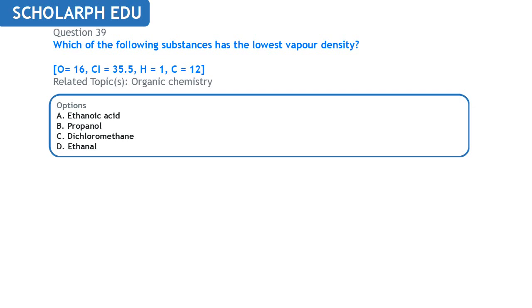Which of the following substances has the lowest vapor density? So what we are going to do is, for all of these compounds that we have here, we are going to calculate their molar mass. The one that has the lowest molar mass or molecular mass is going to have the lowest vapor density.